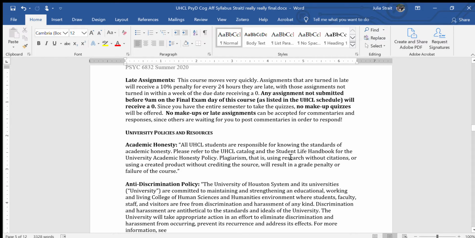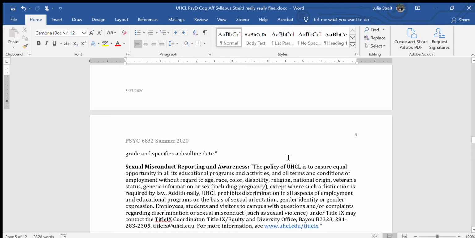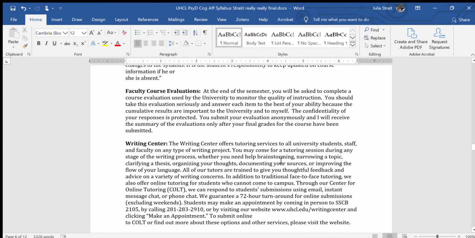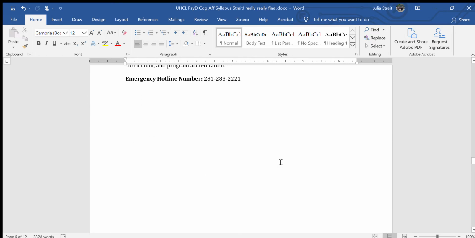The rest of the syllabus is policies from the university, of course. We take all of these things very seriously. Incompletes, plagiarism is a really big deal in our program, so don't do it. And of course, if you need supplies or anything like that, you can find them here.